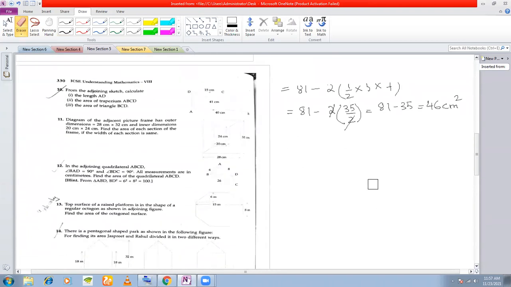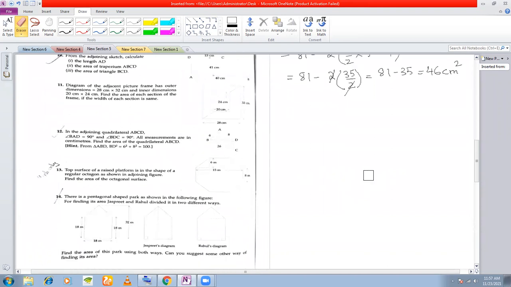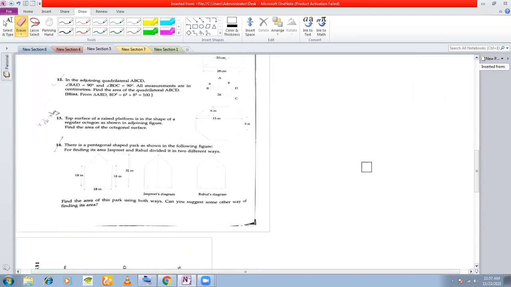Now the next problem that I am going to solve is this question number 13 here. Question number 13. The question states here, there's a figure given. Let's draw the figure first.